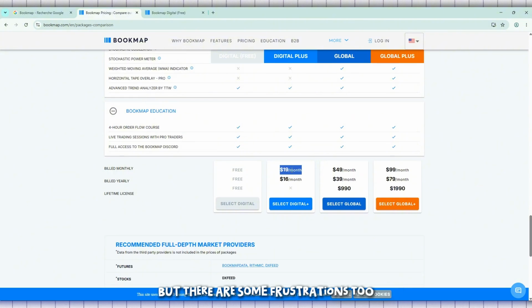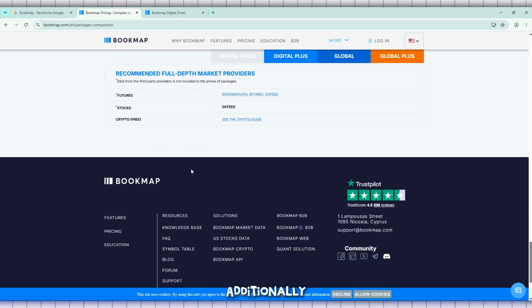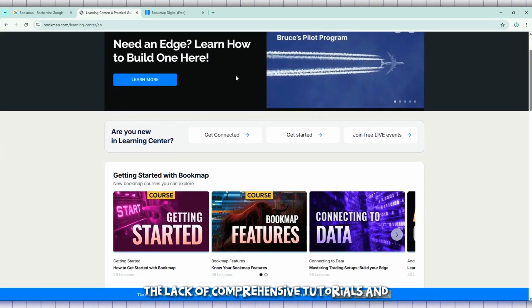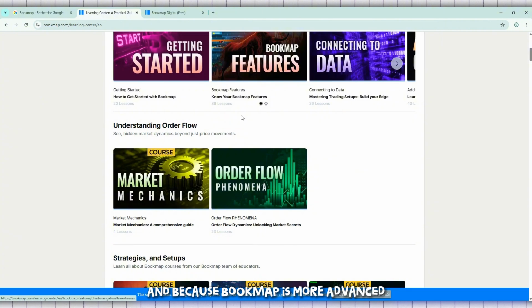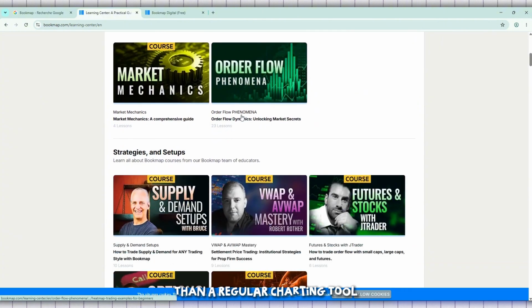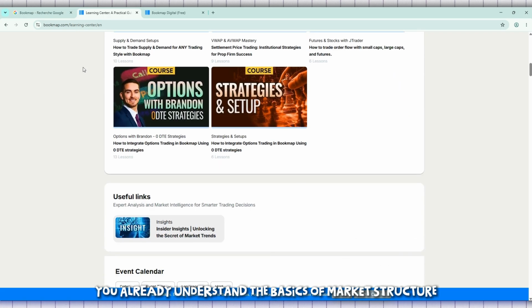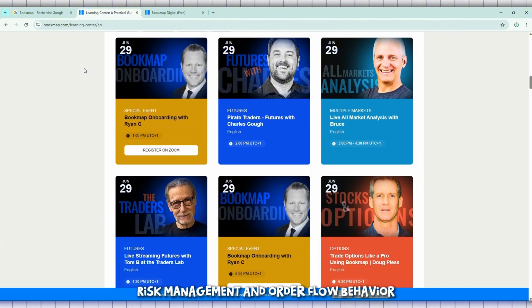But there are some frustrations too. For one, the pricing can be a bit steep, especially if you're just starting out. Additionally, the learning curve is quite steep for those who are new to trading. The lack of comprehensive tutorials and support can be a barrier for beginners. And because Bookmap is more advanced than a regular charting tool, it may not instantly improve your trading unless you already understand the basics of market structure, risk management, and order flow behavior.